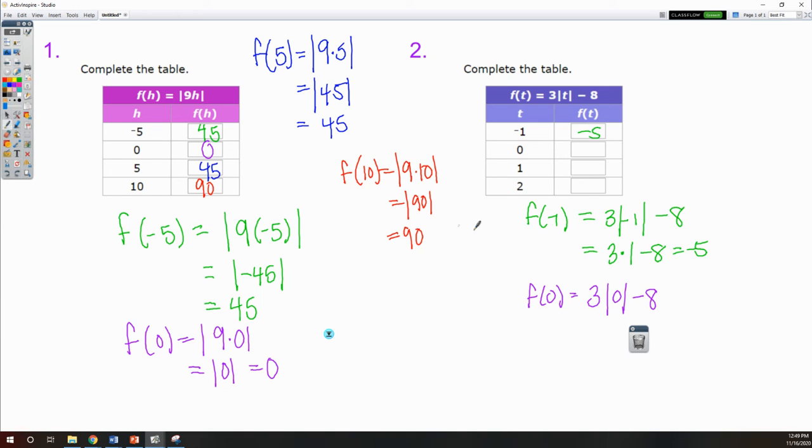3 times 0 minus 8 is 0 minus 8, and that's -8. So I'm getting negative answers here, but that's okay. That doesn't mean I'm doing anything wrong.